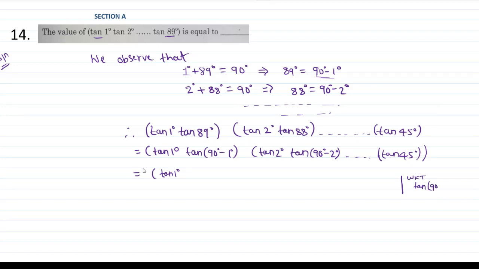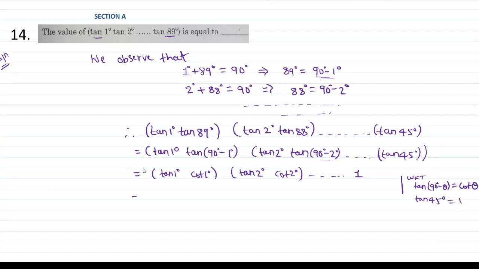tan of 90 degree minus theta is equal to cot theta. Therefore tan of 90 degree minus 1 degree is nothing but cot 1 degree. Next, tan 2 degree, tan of 90 degree minus 2 degree, which is nothing but cot 2 degree, and so on. Tan 45 degree, its value is 1. Tan 45 degree is equal to 1.